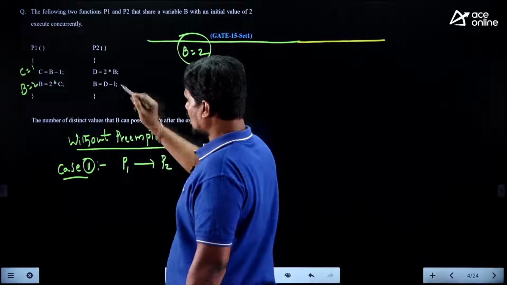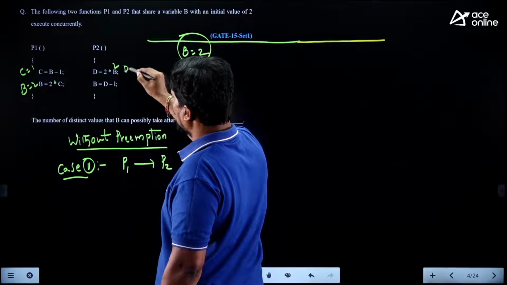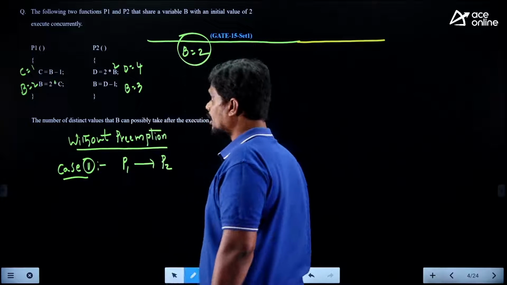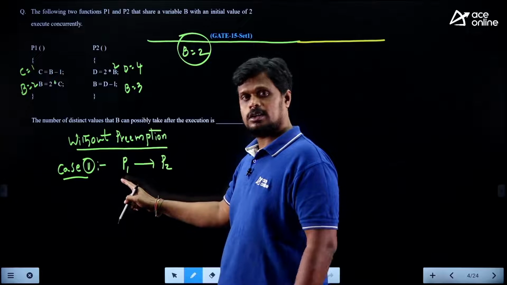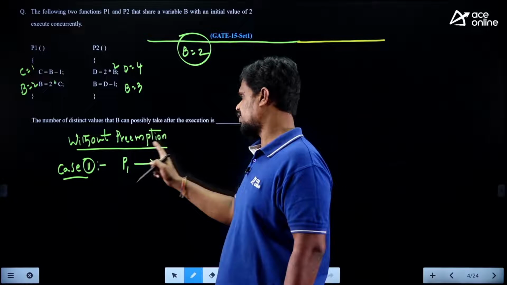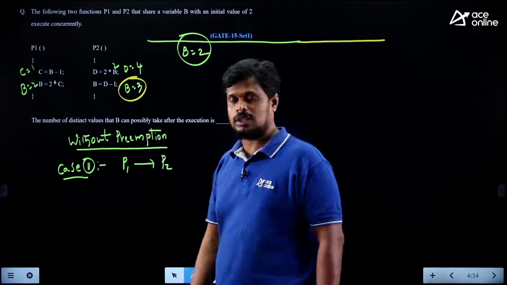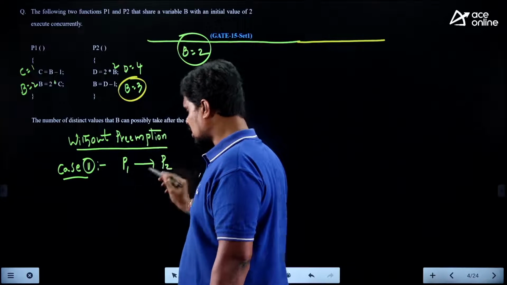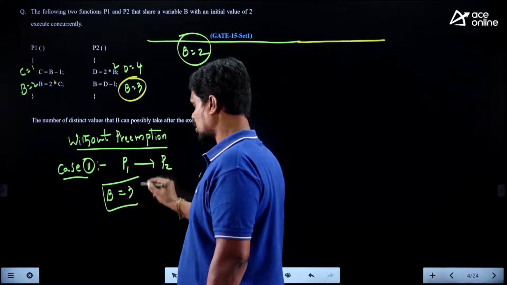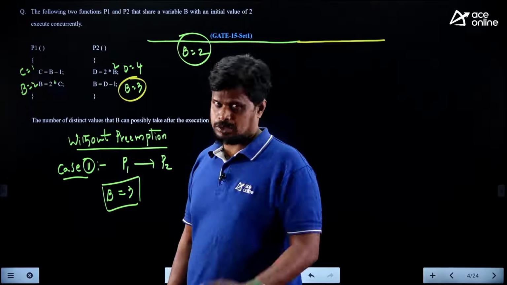After that, now P2 is executing. So what is the B value now? 2. Then D value is 4. Then B value is going to be 3. So at the end, after execution of P1 and then P2, the final value saved in B is 3. So in this case 1, I am getting B value 3. This is the first possible value of B in the without preemption case.